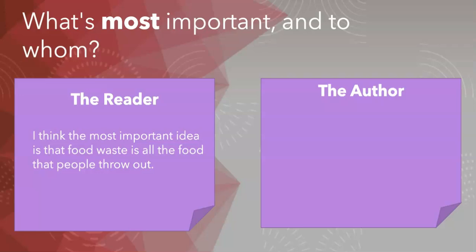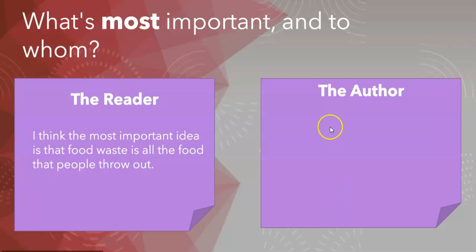I remember what my teacher told me in first or second grade, that usually the topic sentence is somewhere close to the beginning of the paragraph. So I found that food waste is all the food people throw out, so I think that is the most important idea of this section. However, I do want to look at some of the things that are presented to me and what the section says, and I want to try to come up with what the author thinks is most important.